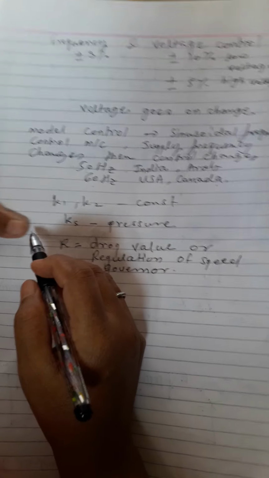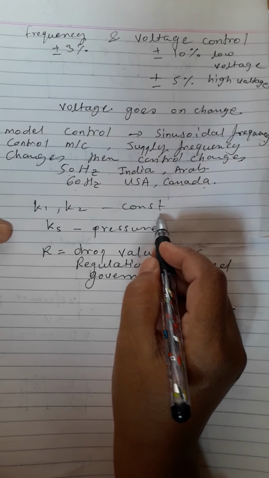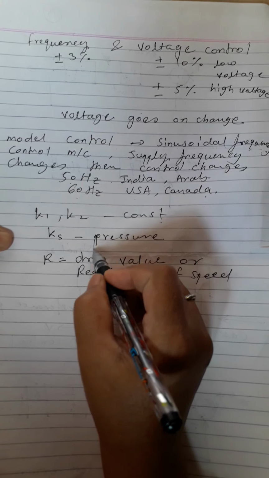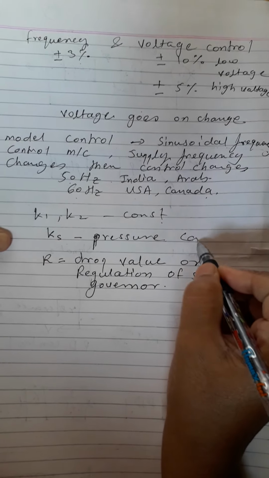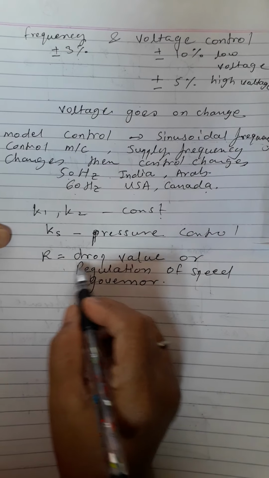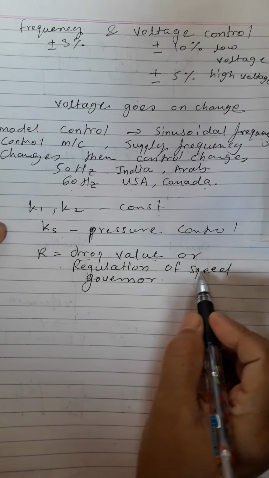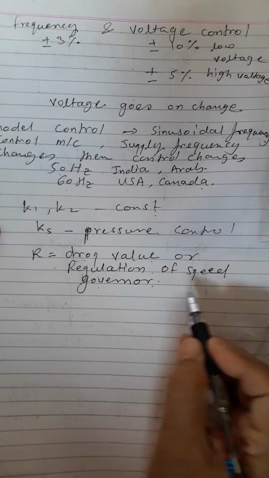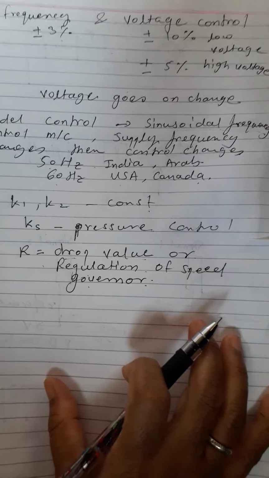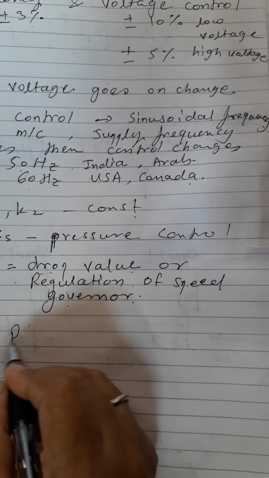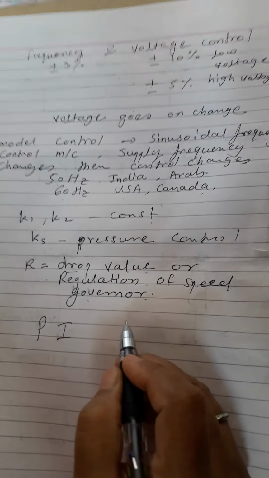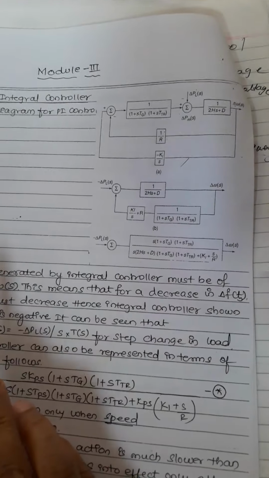Here K1, K2 are constants, Ks is used for the pressure control, and R is the drop value or regulation of the speed governor. In the next video I'll explain the block diagram of the PI controller. So this is the block diagram. In the next video I'll explain this block diagram of the proportional integral controller.